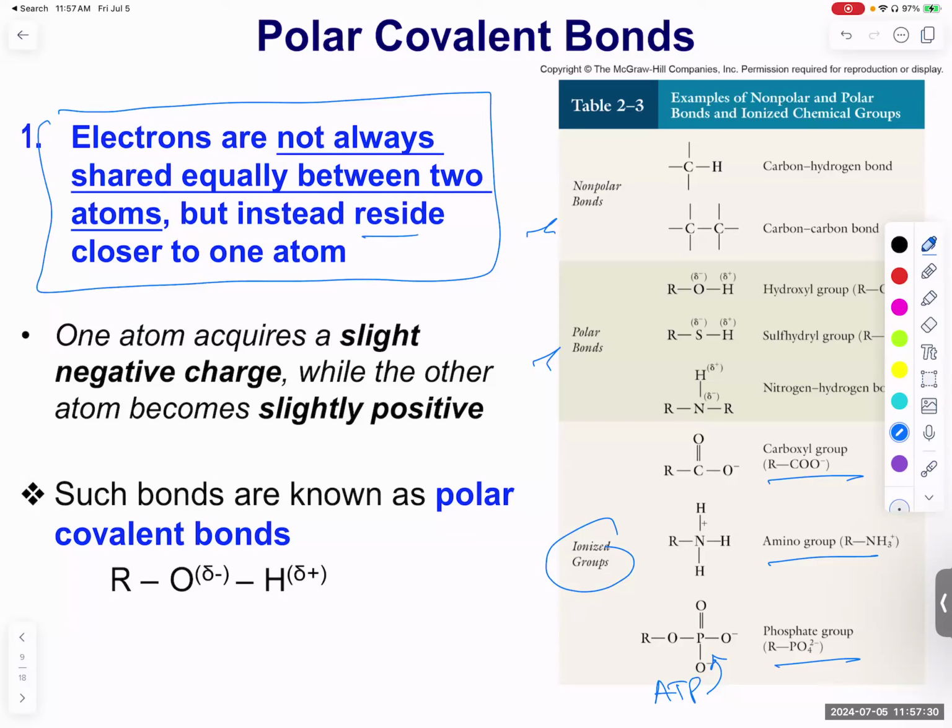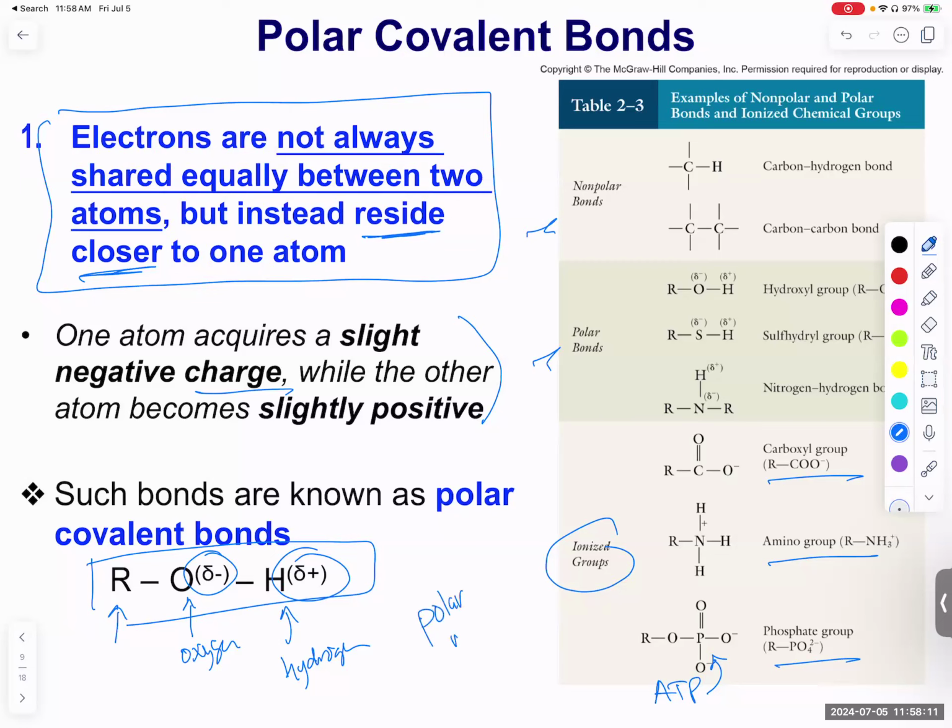Polar covalent bonds, the number one thing is the electrons are not shared equally between the two atoms. Instead, they're going to stay closer to one of the atoms. And so this produces a slight charge, right? One's going to be more slightly negative, and the other atom is going to be more slightly positive. This is just showing you a polar covalent bond. This could be any number of molecules, but it's showing you that the oxygen is taking on a slightly negative charge where the hydrogen is taking on a slightly positive charge. And so polar covalent bonds form polar molecules.